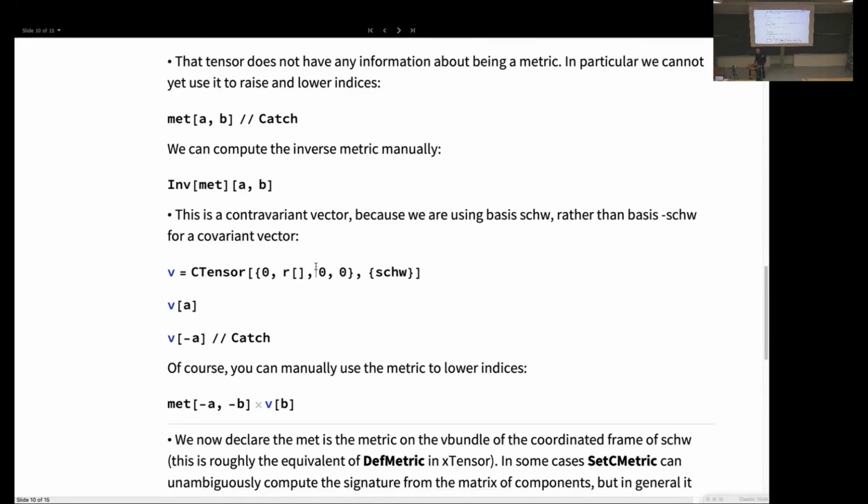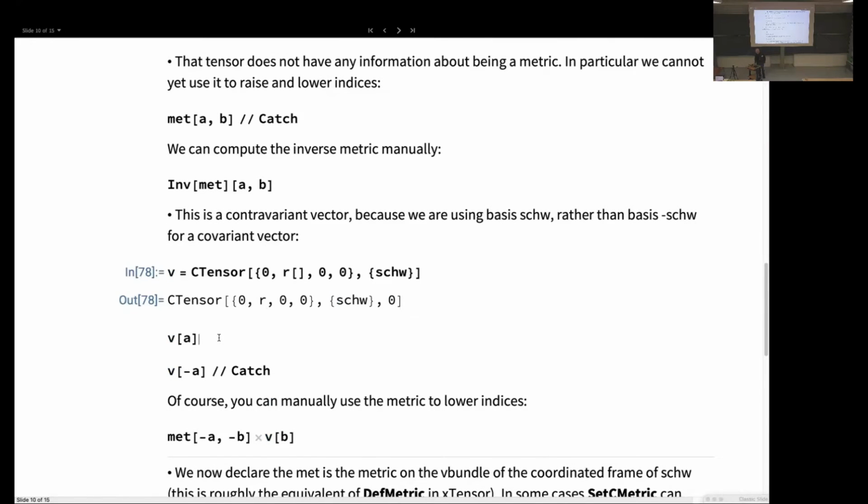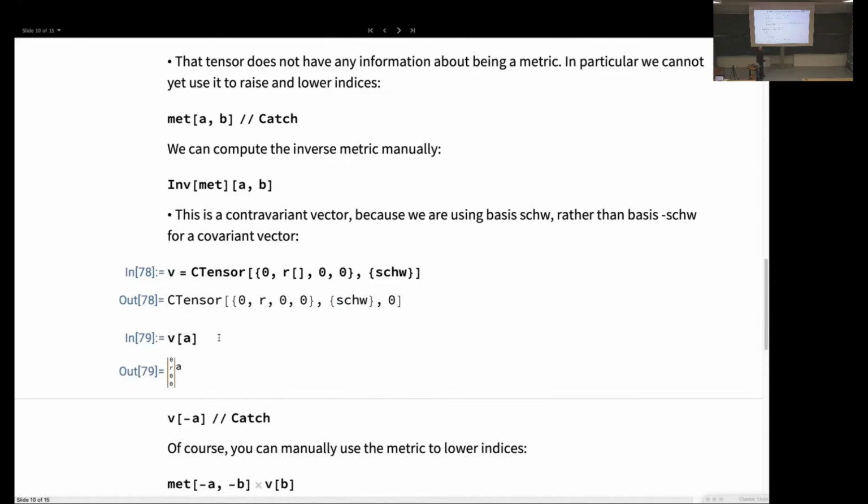Let me do this. So I'm going to create a vector. Right? This is just some random vector field.